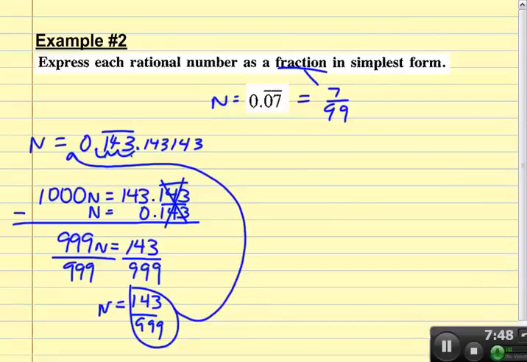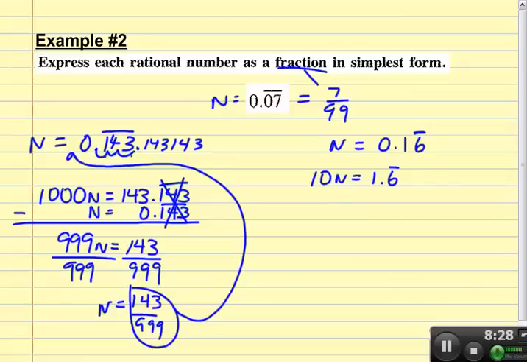Let's do one that's not quite as straightforward. How about 0.16 repeating. Okay. Well, first off, let that equal n. How many digits are repeating? Well, just 1 digit's repeating, just the 6, right? The 1's not repeating. So I'm going to multiply it by a 1 with 1 zero. So 10n is now equal to 1.6 repeating.